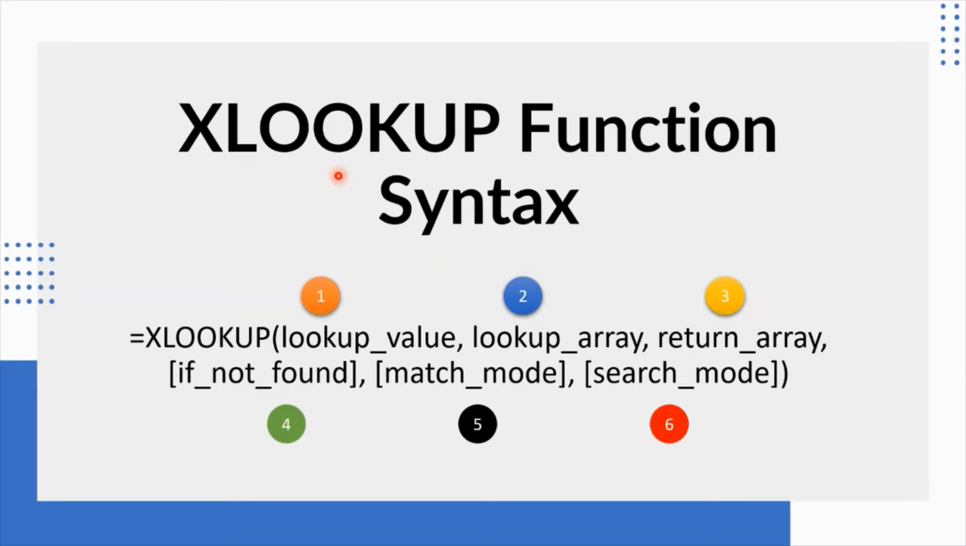The fifth one is match mode. Here you can specify the type of match you want. 0 represents exact match. We'll go into detail in our examples. The last one is search mode. In search mode, you can specify how the XLOOKUP function should search the lookup array.